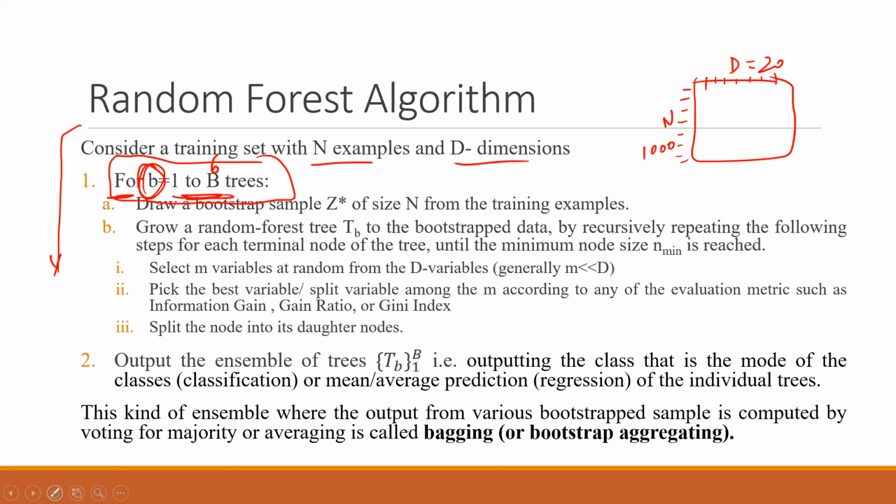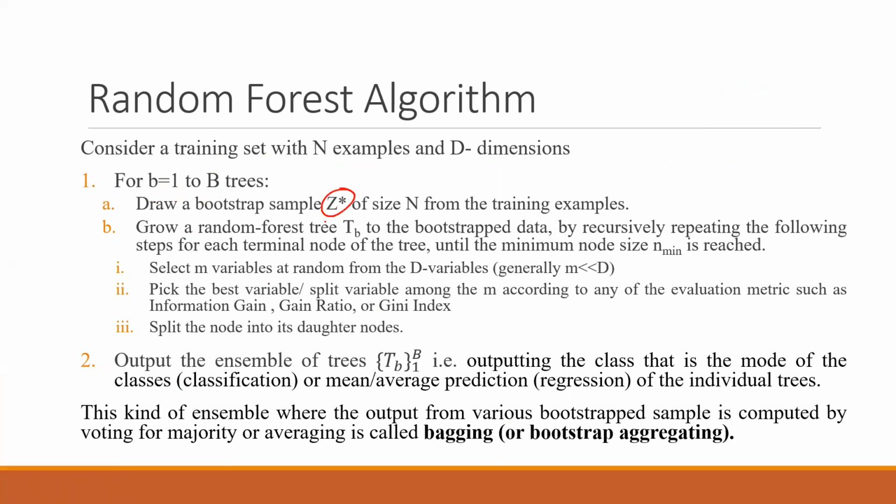Now you have to draw a bootstrap sample Z star of size n for the training example. It means that initially you had n equal to 1000. I said initially let n be 1000 and d be equal to 20. So you have to make this sample Z star, and this will be equal to a data set where this 1000 will stay the same, but now my m is very small compared to d. It means that we have to select the m variables from the d variables.